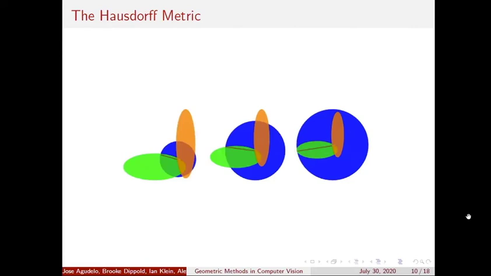So if you look here at this green and orange ellipse, when we restrict them to these different blue regions, we're able to find these longest, shortest distances, and then it grows as we take bigger and bigger regions.